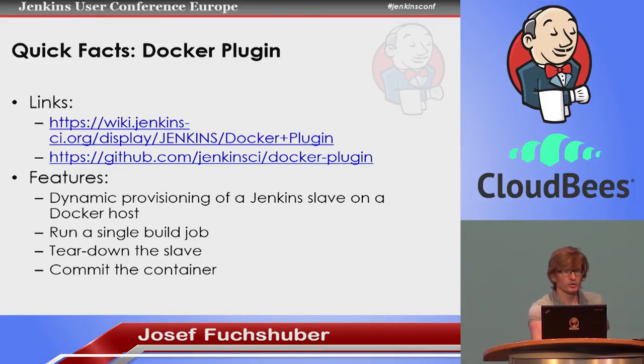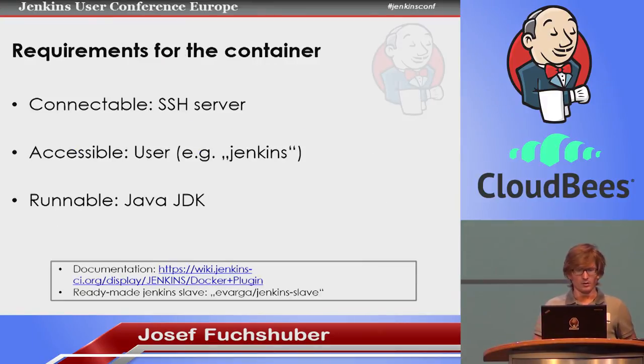And because the Jenkins community is one of the most active, there is a Jenkins plugin for this workflow, the Docker plugin. The key features are provisioning a slave, running a single job, tear down, and committing the container. The requirements are like a standard slave in Jenkins: you need an SSH server, a user for connectivity, and a Java runtime.